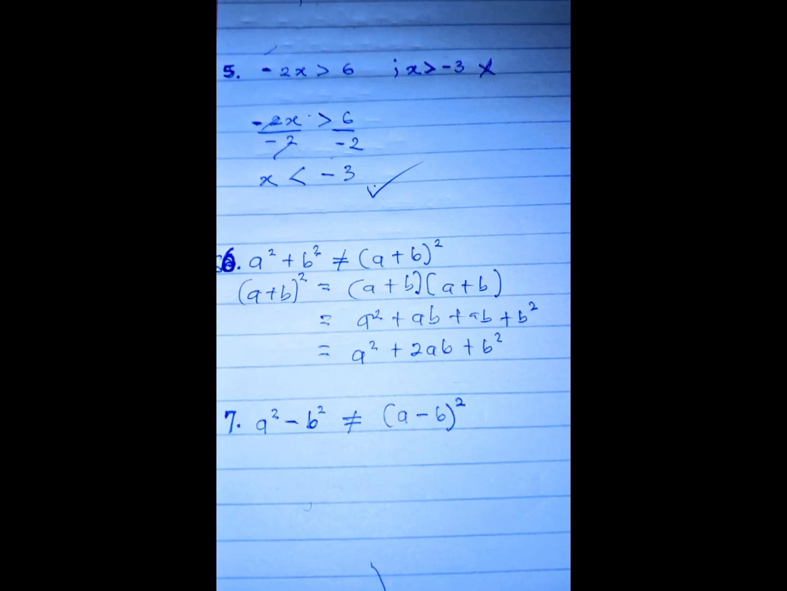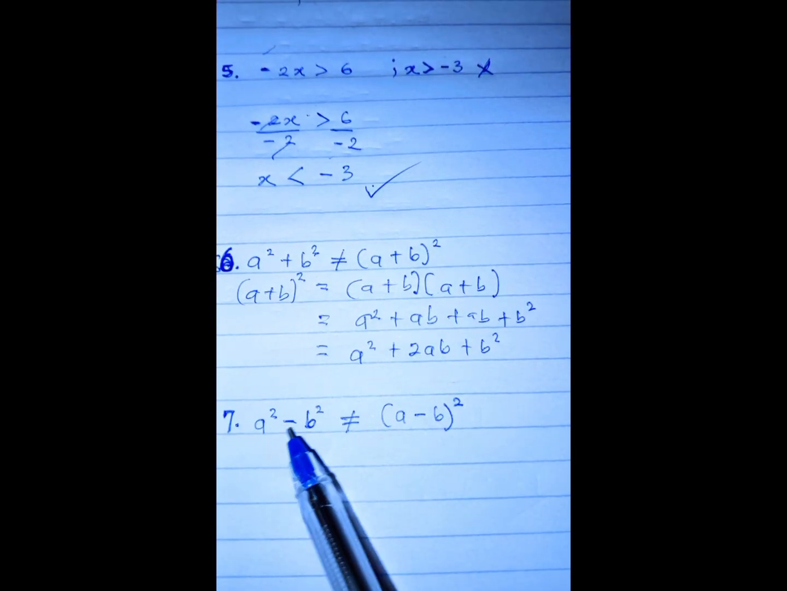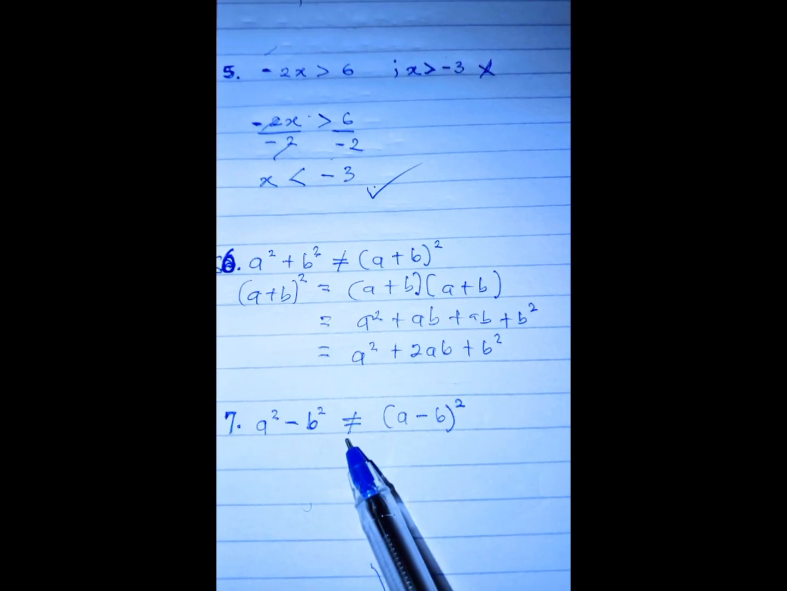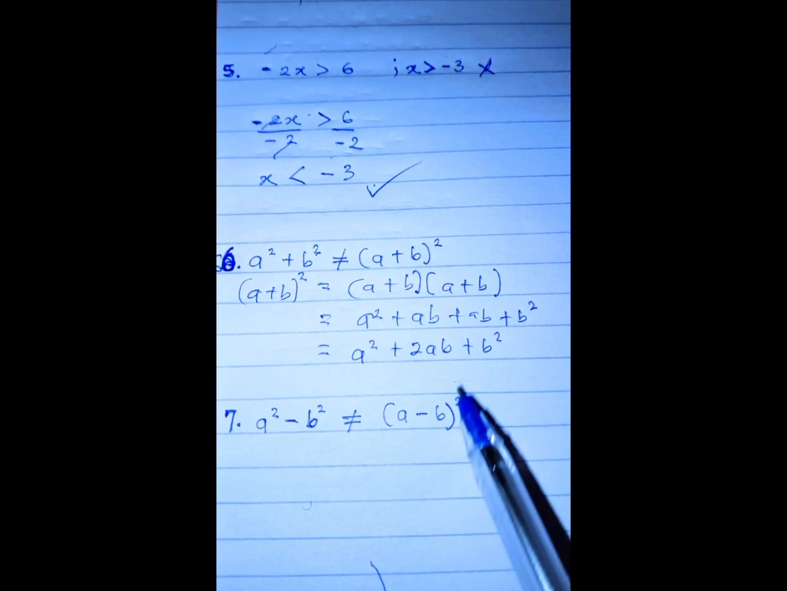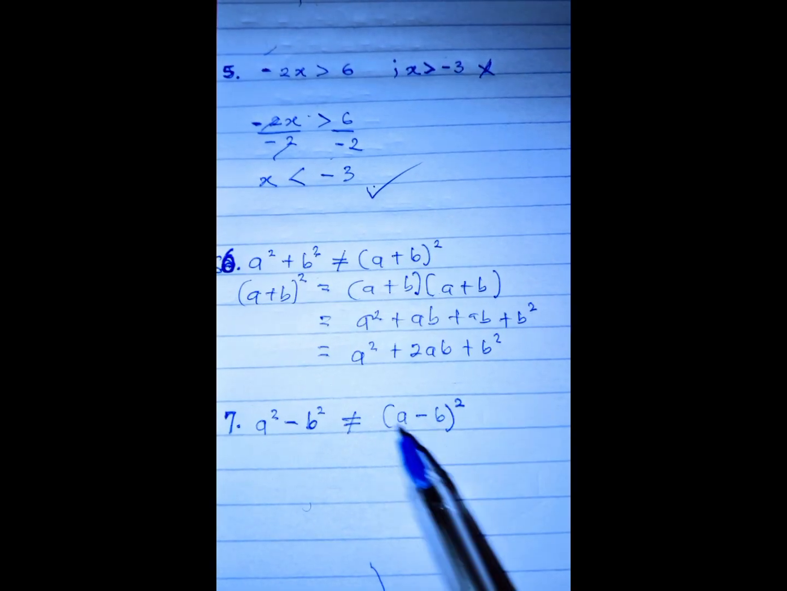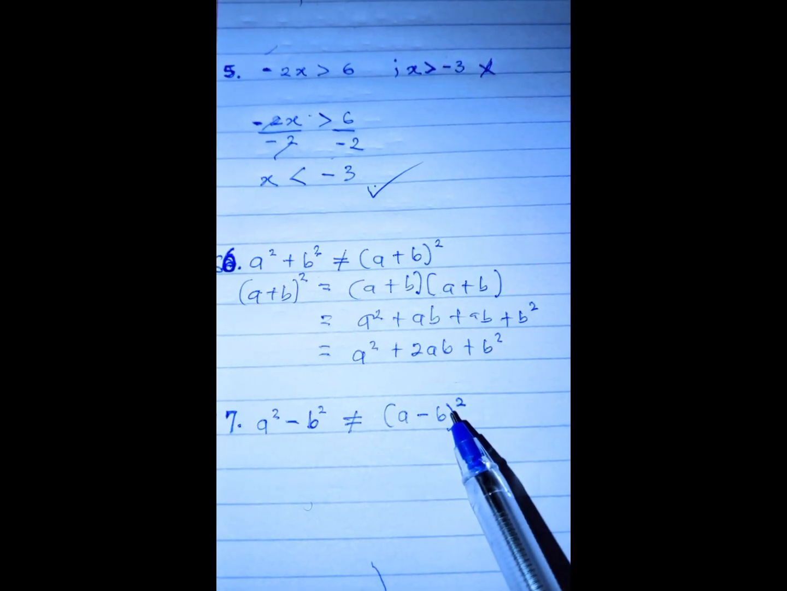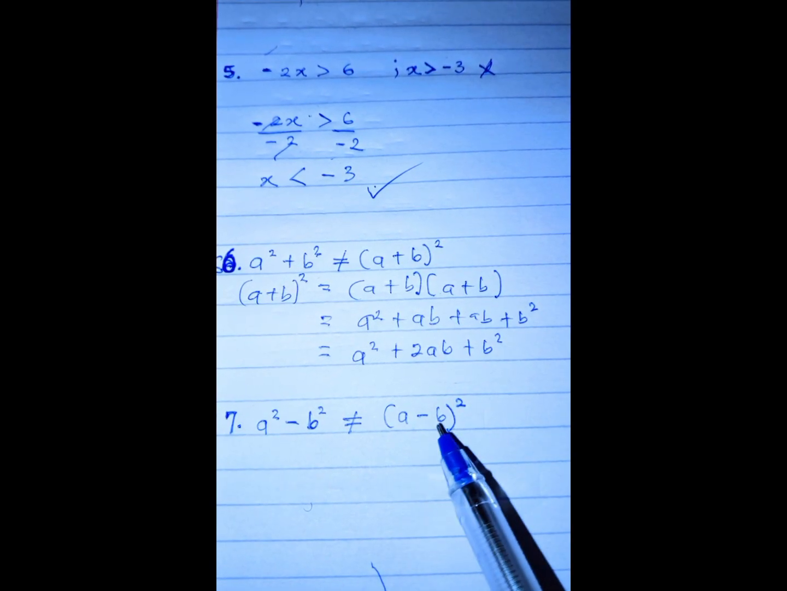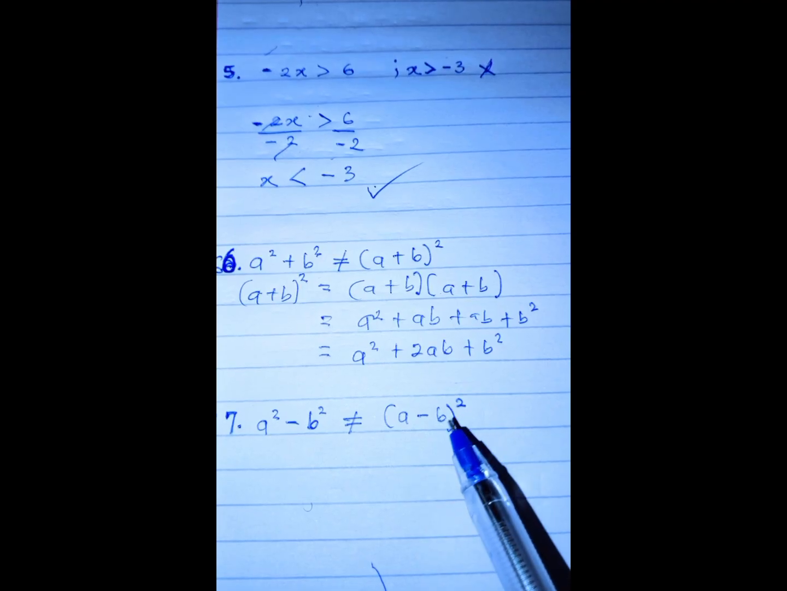So guys, the next on the list is a squared minus b squared is not equal to (a minus b) all squared. Now this is wrong. Now I'm going to show you that (a minus b) all squared is not going to give us this.